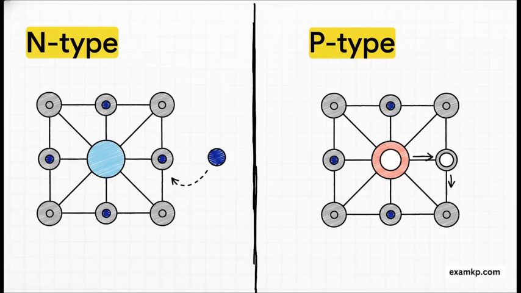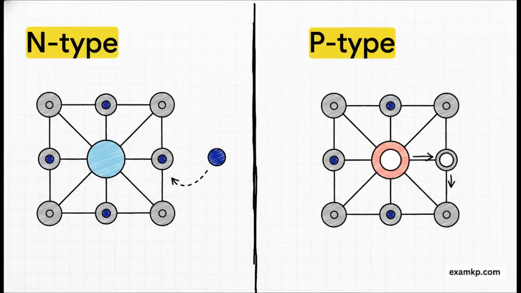First, to create an N-type or negative type, we add a pentavalent impurity. That's just an element with 5 electrons in its outer shell, like phosphorus. 4 of its electrons will bond perfectly with the silicon atoms around it, leaving 1 extra electron that's free to move around. That's why in N-type semiconductors, the majority of the charge is carried by electrons.